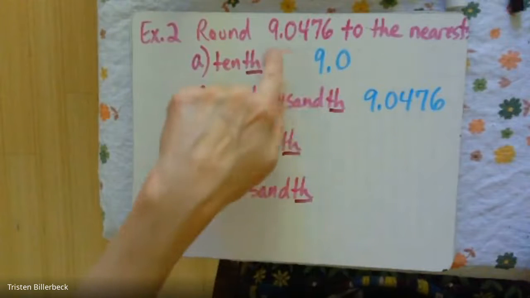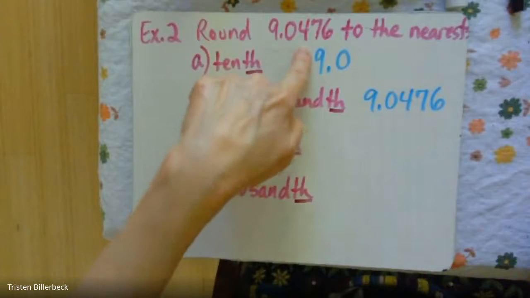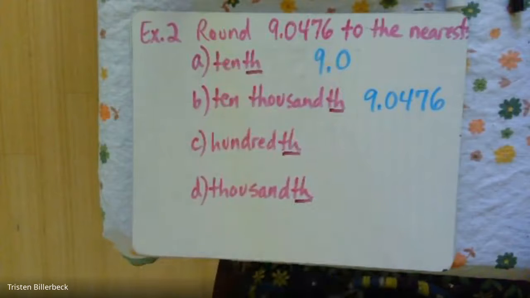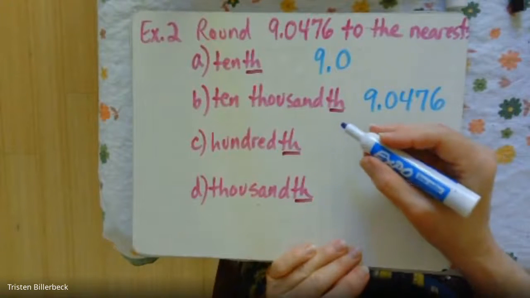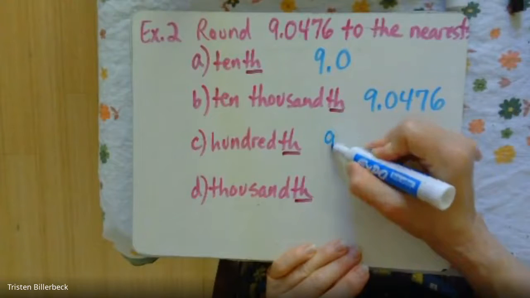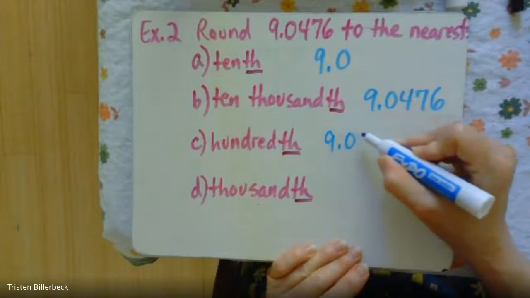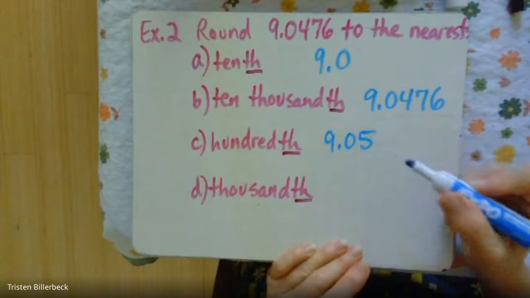Okay, how about hundredths? So this is tenths, hundredths. Okay, we have a 7 next to it. So that's 5 or more, raise the score. So we have 9.05.